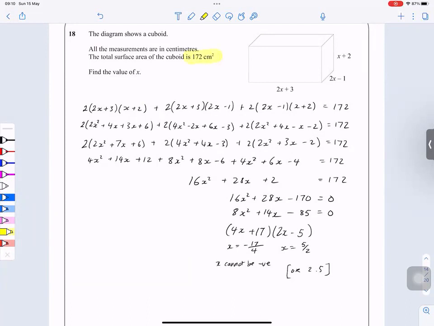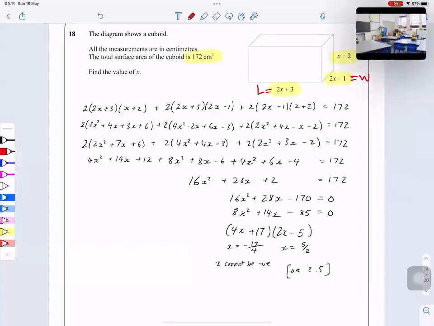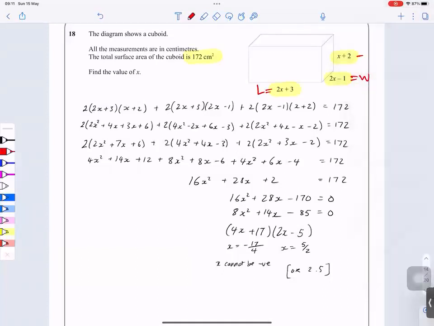So the length is 2x plus 3. The width is 2x minus 1. The height is x plus 2. So that's the length, that's the width, and that's the height. Fine. And they've told us the total surface area.